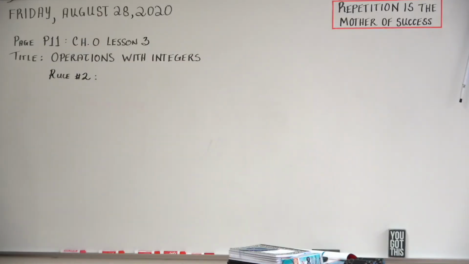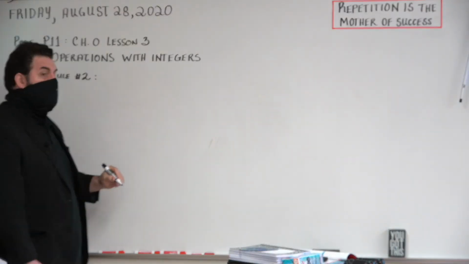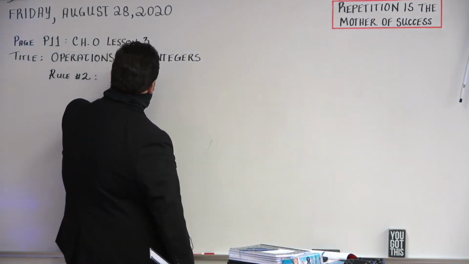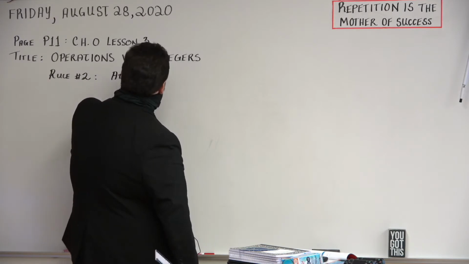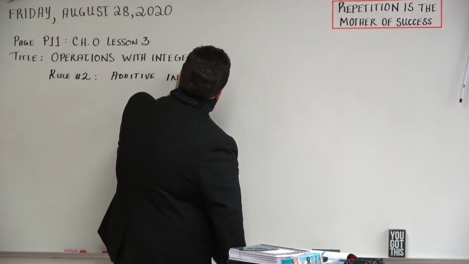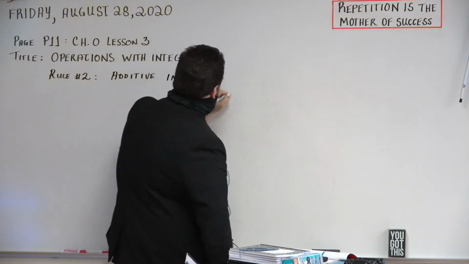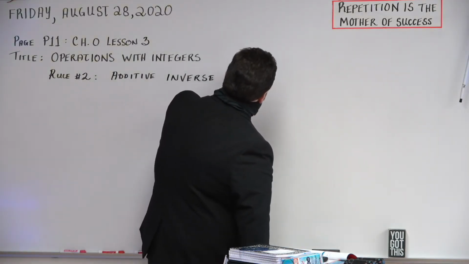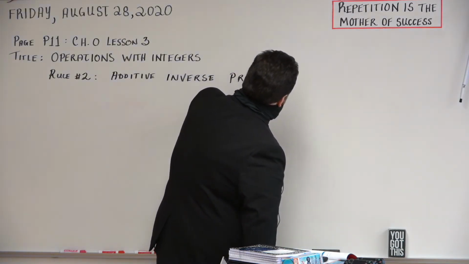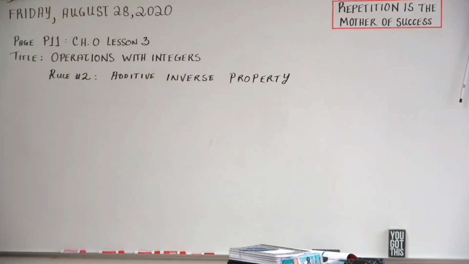This rule is called the additive inverse property. A-D-D-I-T-I-V-E, additive inverse, I-N-V-E-R-S-E, property, P-R-O-P-E-R-T-Y. The additive inverse property. And this one's really simple. We just need to understand what an inverse is, right?